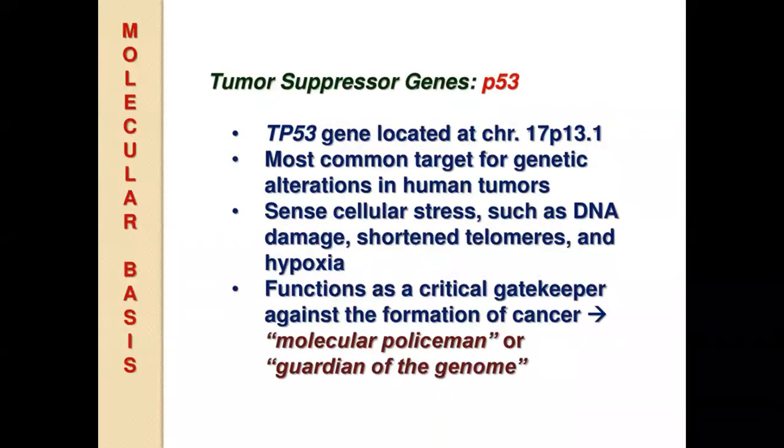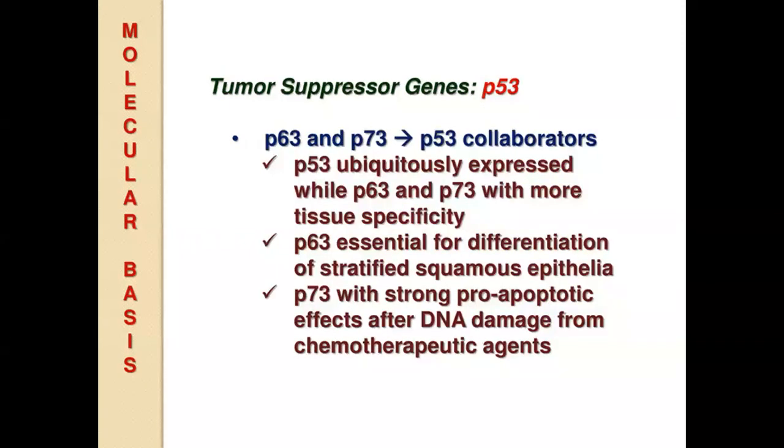The TP53 gene, located at chromosome 17, p13.1, is the most common target for genetic alteration in human tumors. It senses cellular stress such as DNA damage, shortened telomeres, and hypoxia, and functions as a critical gatekeeper against the formation of cancer, a molecular policeman, or a guardian of the genome.